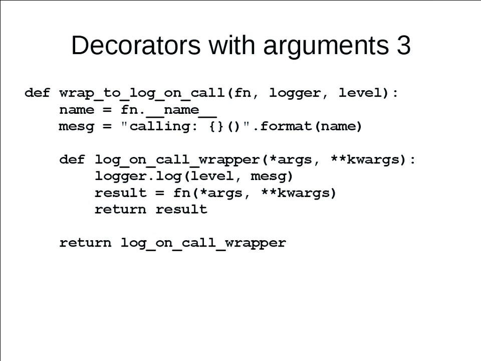So the wrapper function calls the logger, then calls the function and returns the result. The wrapper function is closing over the logging level. It's closing over this message variable, which is using the dunder name from the function reference, and it's closing over fn, the function reference itself. So those things are all going to get baked into this wrapper.